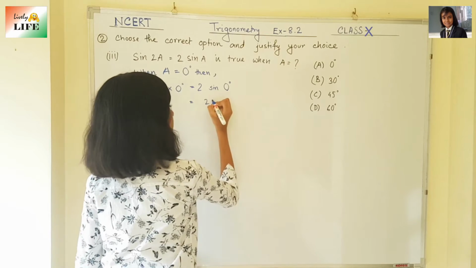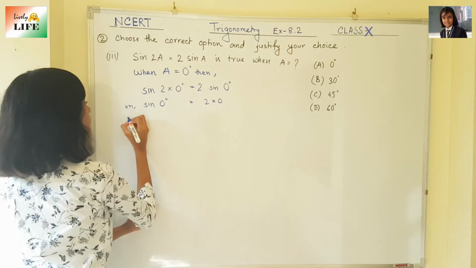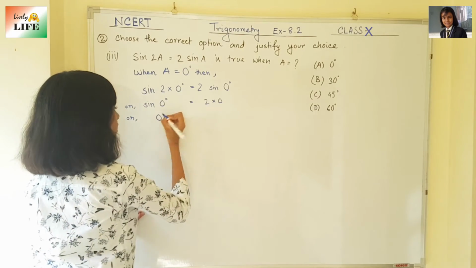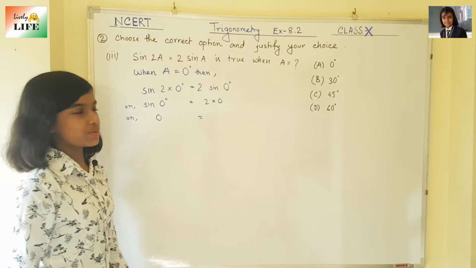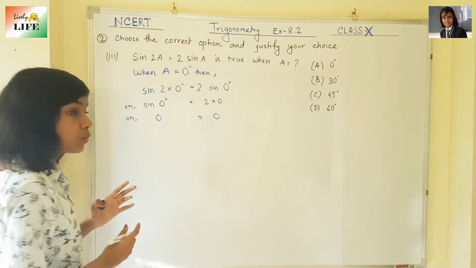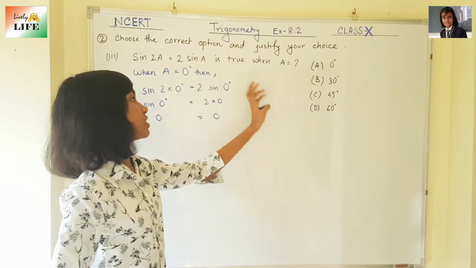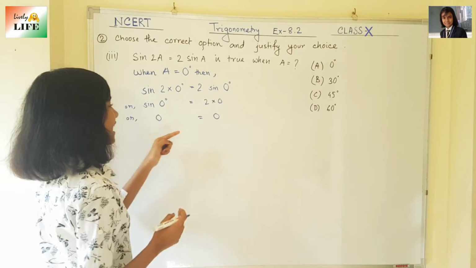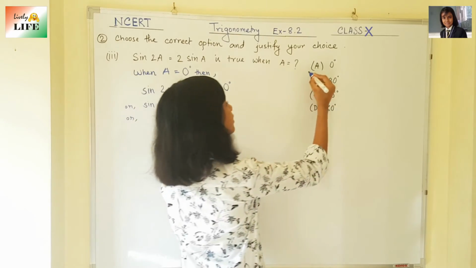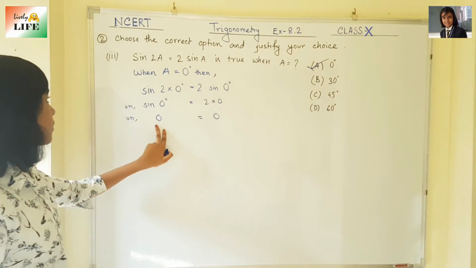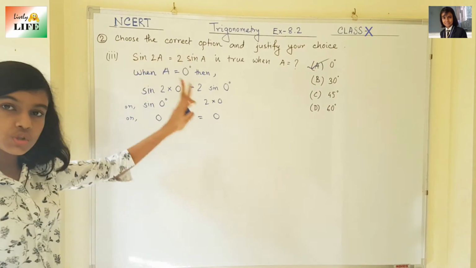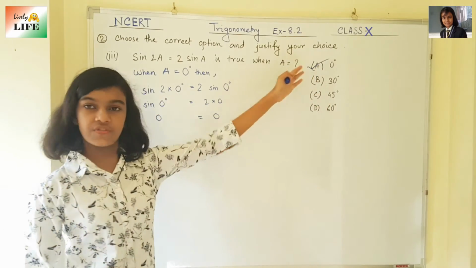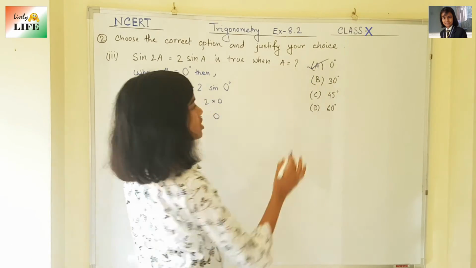Sin 0 degree is 0. So 2 into 0. Or over here also sine 0 degree, so sine 0 degree is 0. And 2 multiplied by 0 is what? 0. So what? When angle A is equal to 0 degree, then sine 2A equal to 2 sine A. It is true, right? When angle A is equal to 0 degree. So option number A is correct, because we have found out that sine 2A is equal to 2 sine A when angle A is 0. We don't have to find the other ones because we already know which one is the correct option. So the correct option is A.